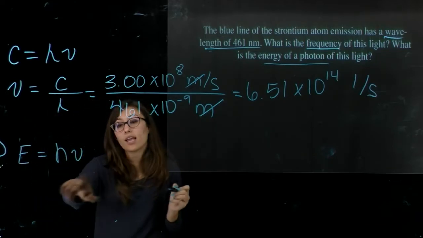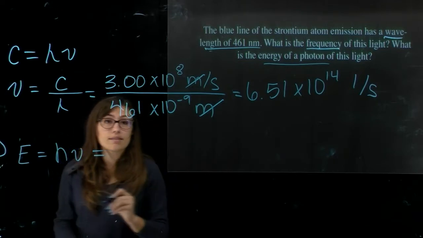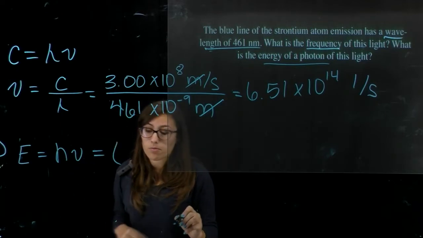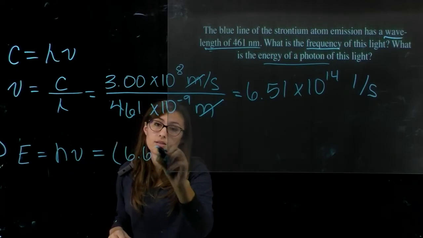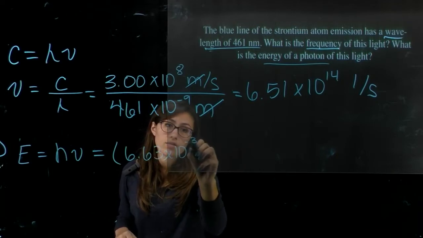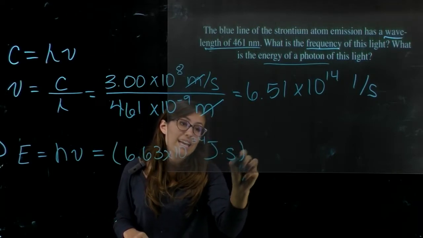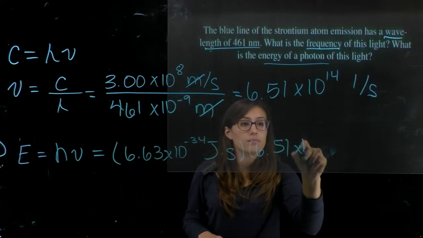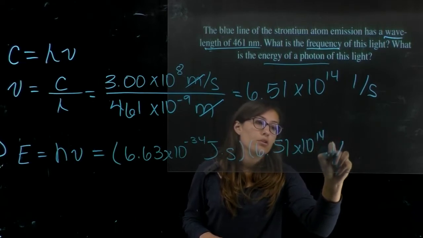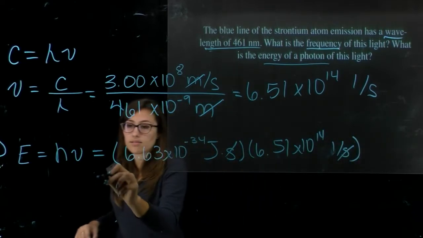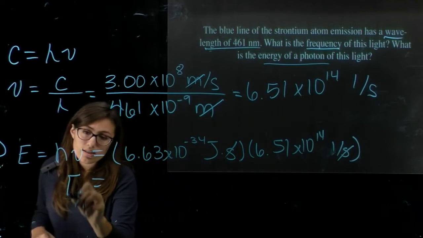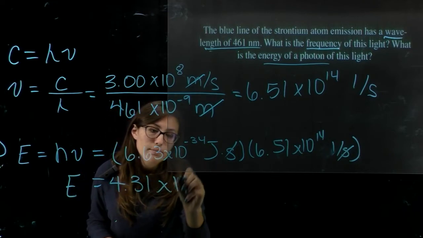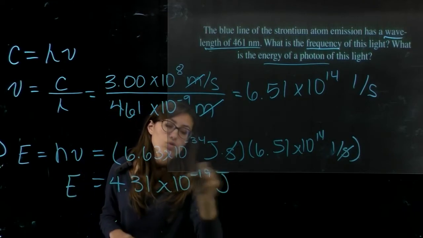Well, we know Planck's constant and we know frequency, so we can easily solve this equation by plugging in the appropriate variables. We know Planck's constant is 6.63 times 10 to the minus 34th joules times seconds, multiplied by the frequency we just calculated, 6.51 times 10 to the 14th per second. Well, seconds and seconds cancel out, and now we're left with energy. My energy ends up calculating to be 4.31 times 10 to the minus 19th joules.